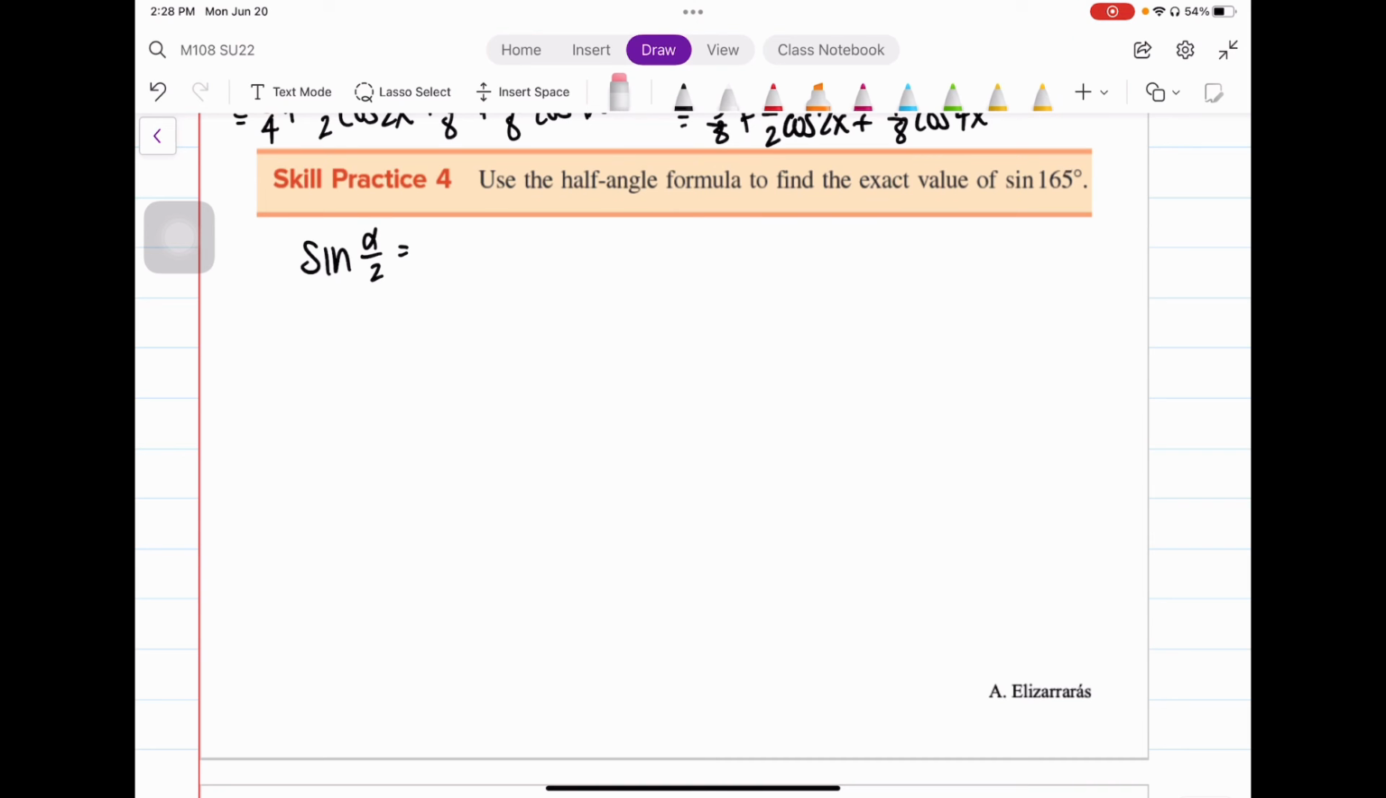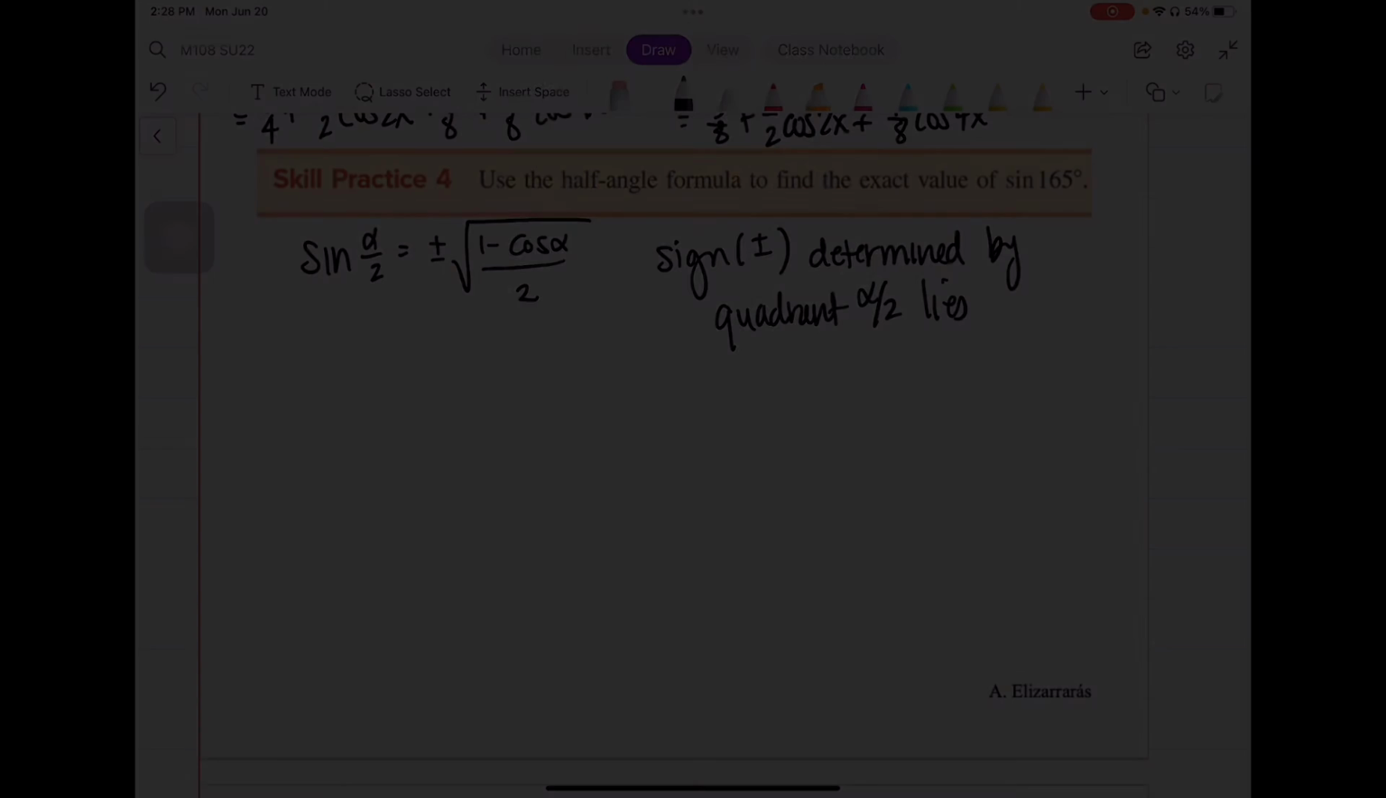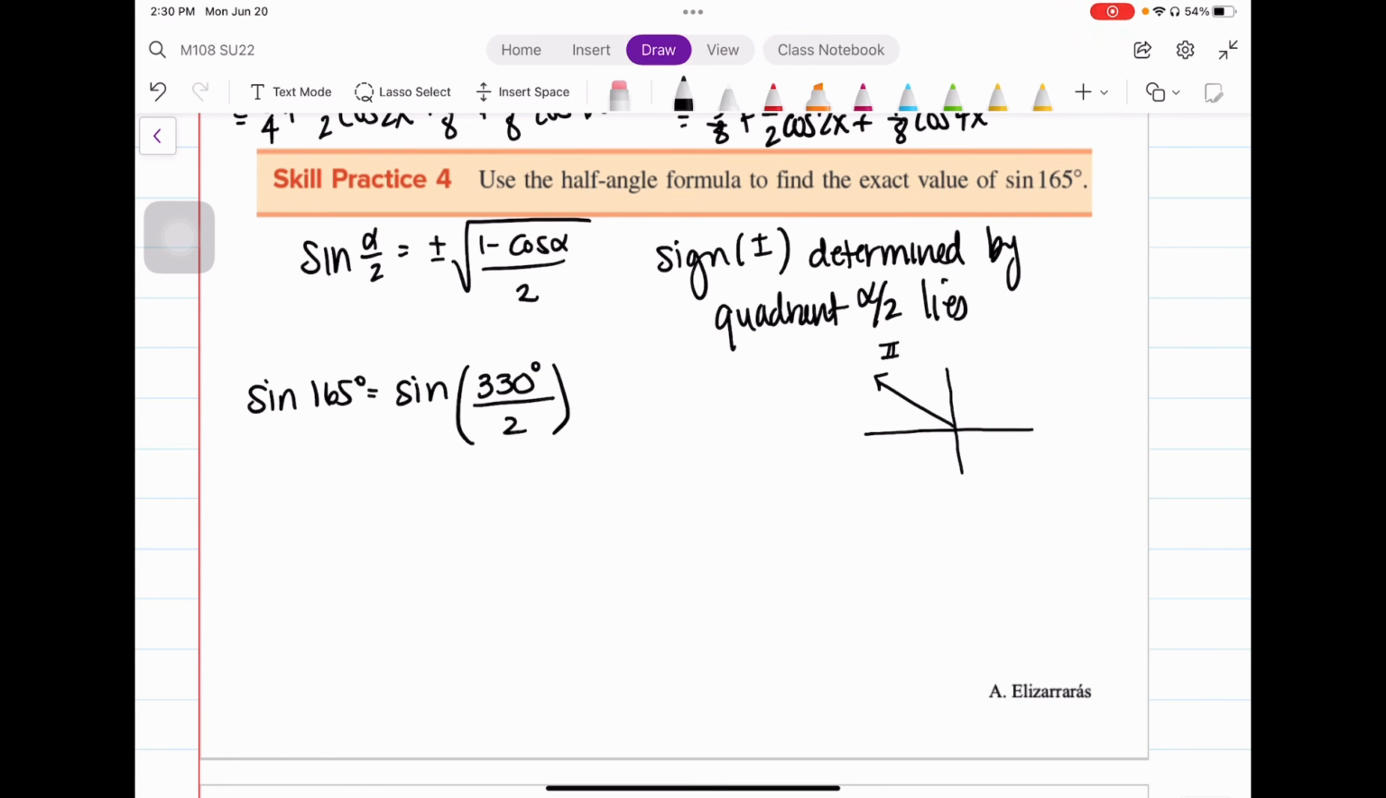We're using the half-angle formula to find the exact value of sine. Well, the sine of alpha over 2 is equal to plus or minus the square root of 1 minus the cosine of alpha over 2. And then the plus or minus sign is determined by the quadrant that alpha over 2 lives in. Alpha over 2 is 165. That means that the half angle is going to be in the second quadrant. And the sine in the second quadrant is positive. So this is going to be a positive answer.